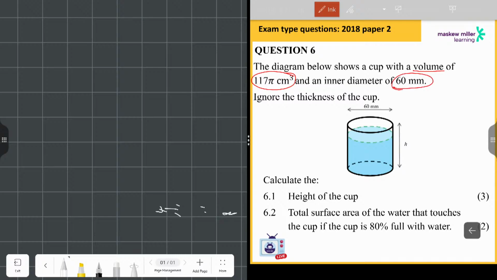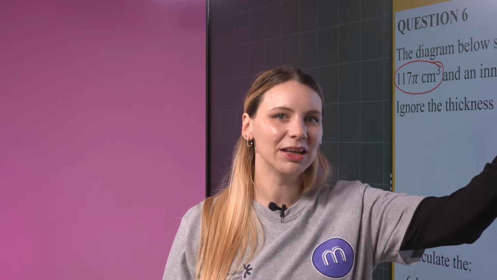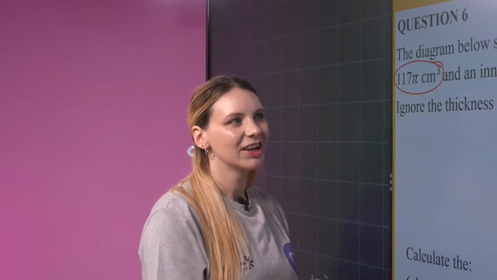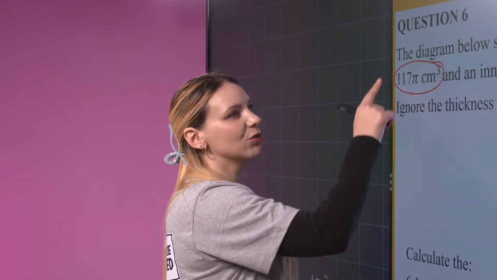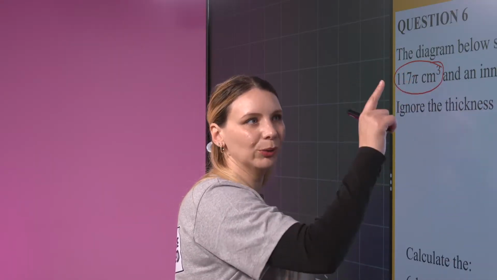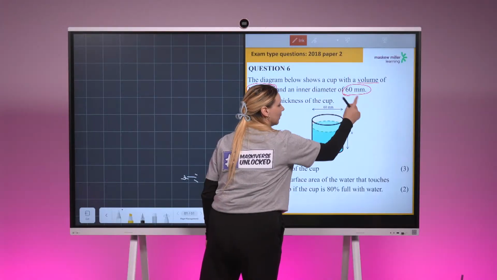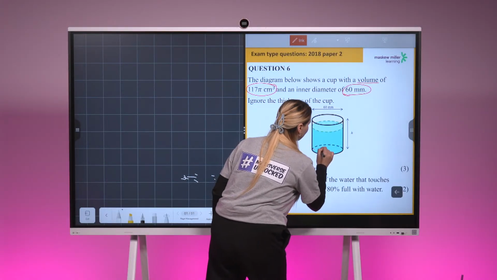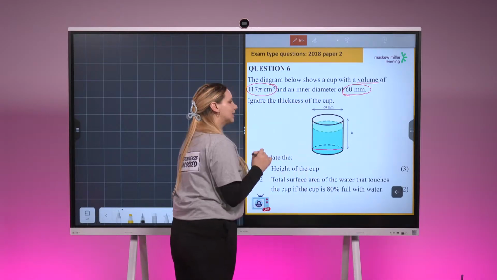Okay, so what do you notice about those measurements? We have centimeters, and we have millimeters. So now we need to convert from millimeters to centimeters or from centimeters to millimeters. We're going to convert the millimeters to centimeters because this is already a volume and this is just a dimension, which is the diameter of the cup. So this length across here is your diameter.